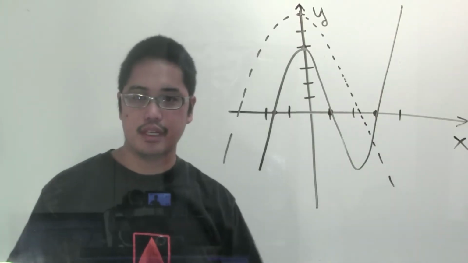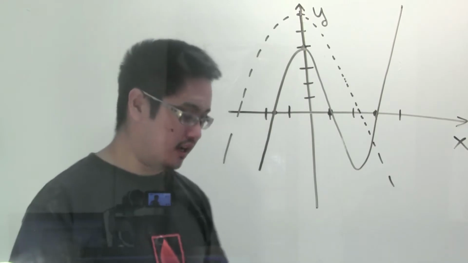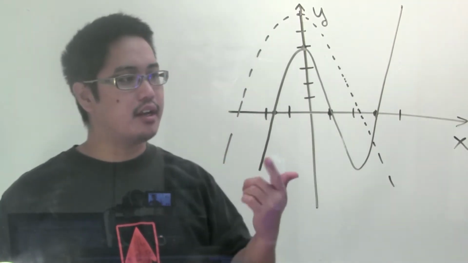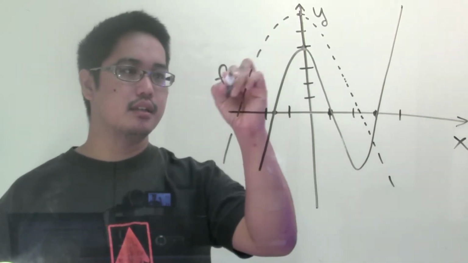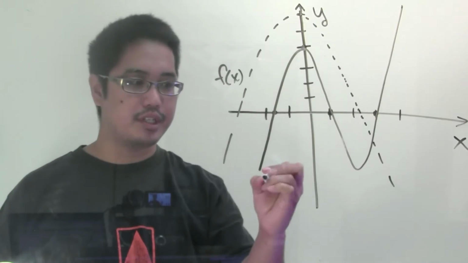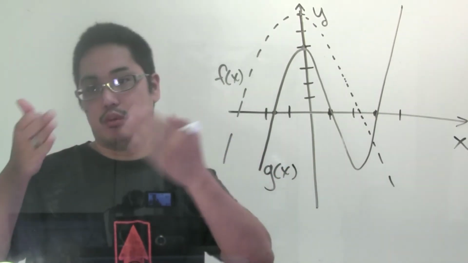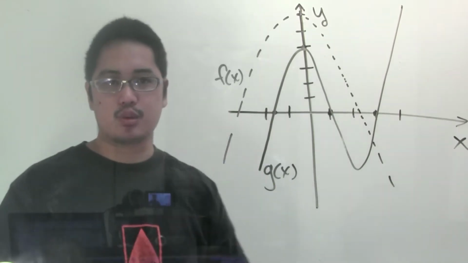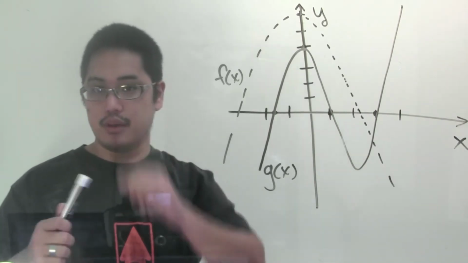So check it out. You guys ready? I've got here with me two graphs. This graph over here will be f of x. That's the dotted line, and over here will be g of x. What can you tell me about g of x? What kind of graph is that? Chime in. Come on, throw it up there.